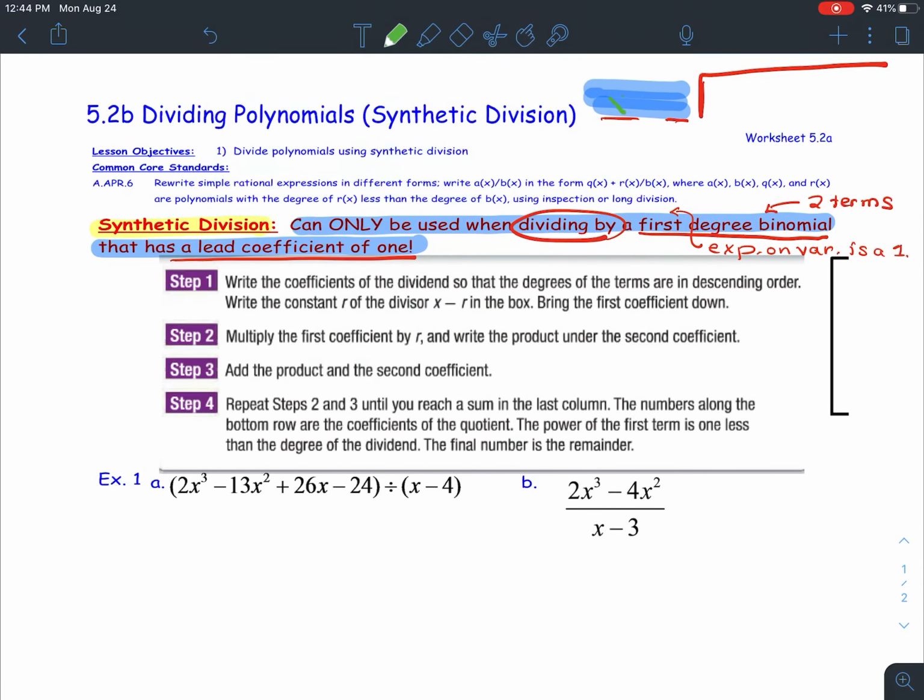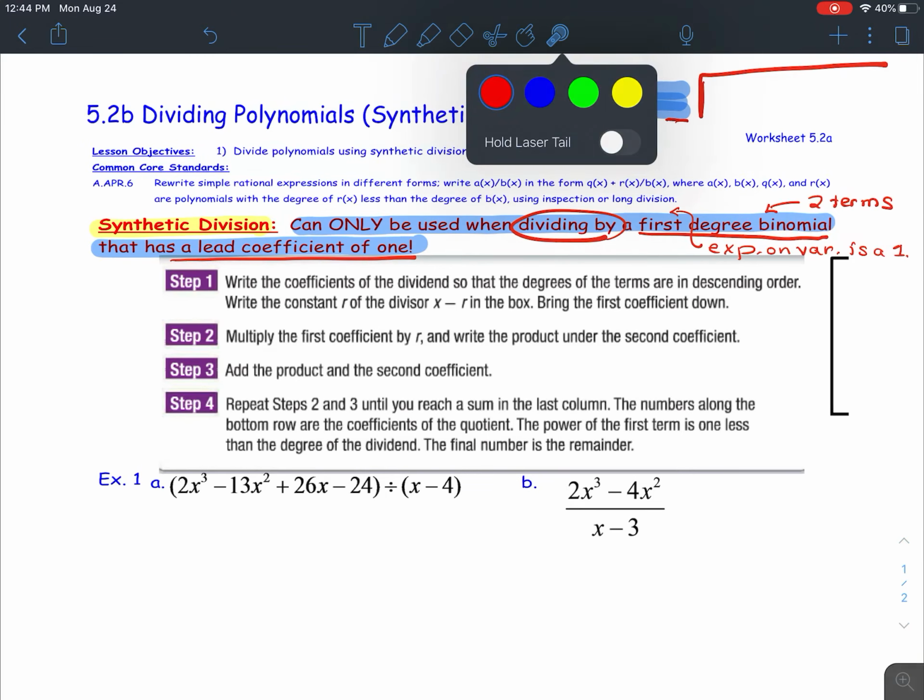Okay, so let me give you an example of a binomial that's not first degree. If you were dividing by, say, x squared plus 4, okay, it meets the condition of dividing by a binomial, but it's not meeting the condition that it has to be a first degree binomial. This is a quadratic, it's a second degree, okay, and so the exponent on your x has to be a 1 to be first degree.